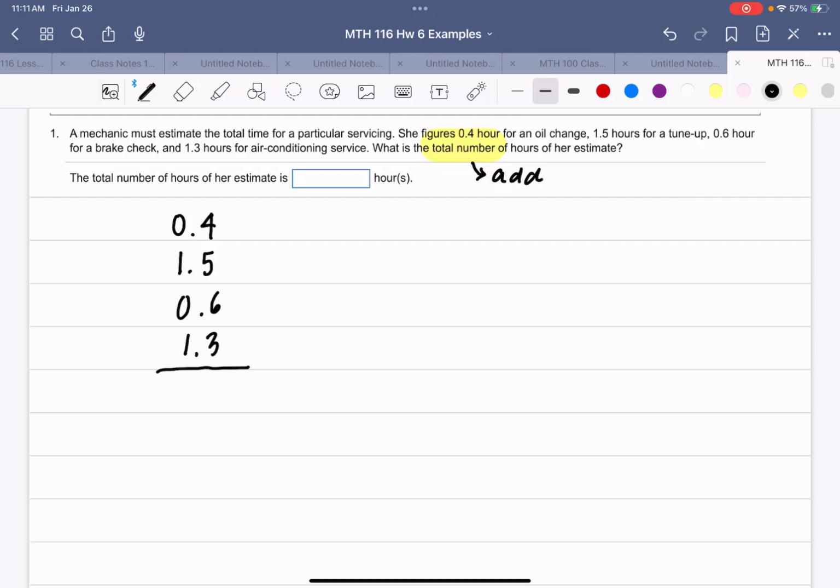add those together. So I'm going to add 4 plus 5 is 9, plus 6 is 15, plus 3 is 18. So I'm going to put down my 8 and carry my 1. Now the decimal point just comes straight down. So I put a decimal point there, and then I add 1 and 1 and 1 is 3. 3.8. So the total number of hours of her estimate is 3.8 hours.